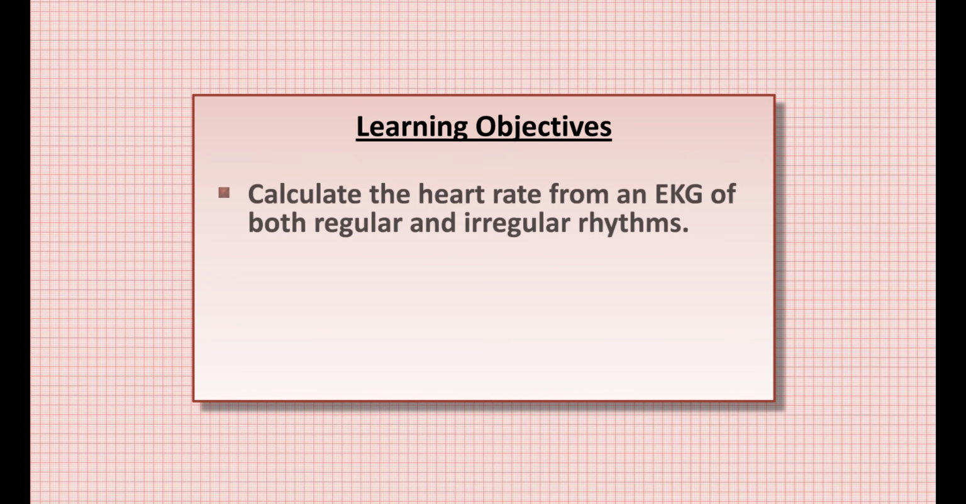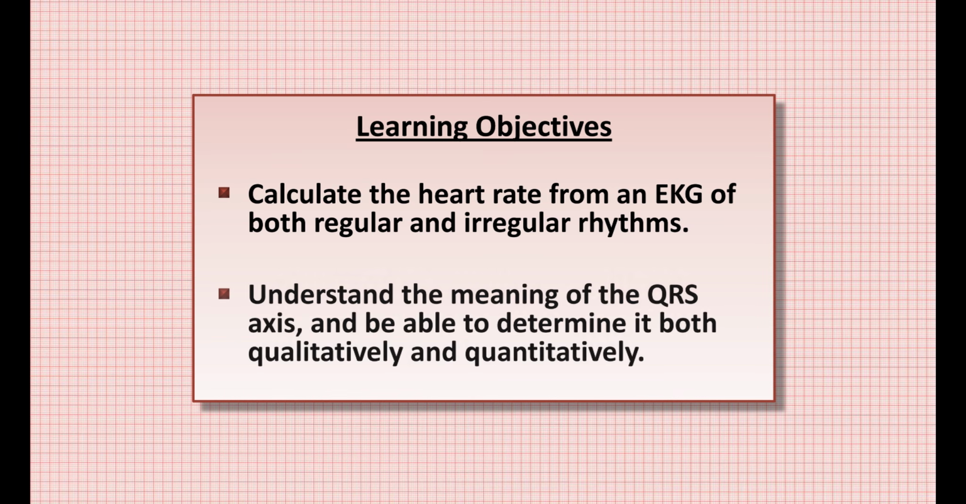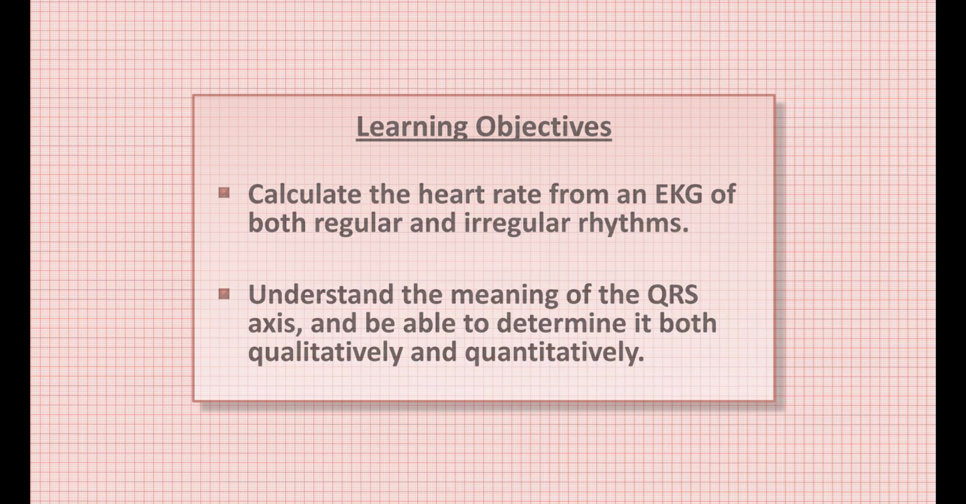The learning objectives of this lecture are to be able to calculate the heart rate from an EKG of both regular and irregular rhythms, and to understand the meaning of the QRS axis and be able to determine it both qualitatively and quantitatively. Before I begin, I would like to point out that determination of rate and axis can occasionally seem like an unnecessary exercise taught more for historical reasons than for practical ones.